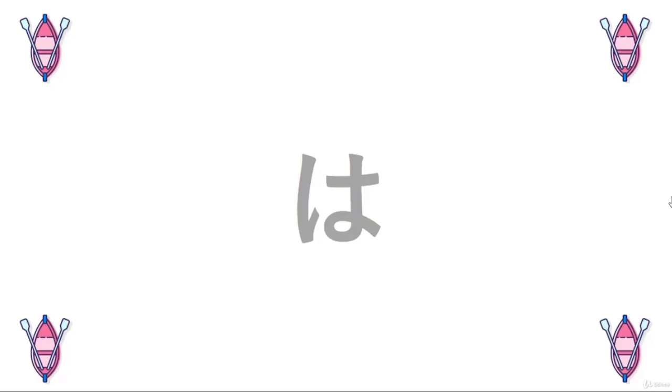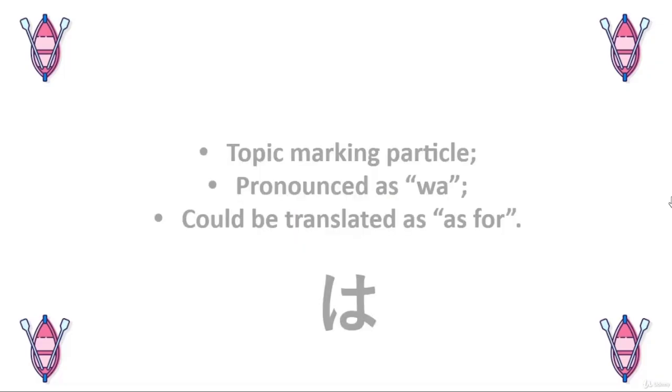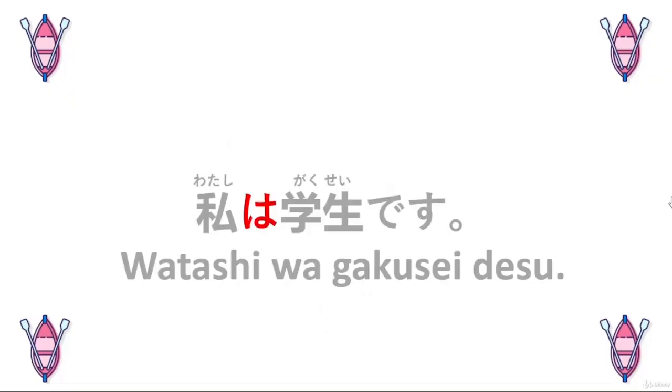It's particle wa. So this is a topic marking particle. It is pronounced as wa, but we write it as hiragana ha. So when we use it as a particle, we pronounce it as wa. When we use it as a non-particle, we pronounce it as ha. And it can be translated as for, okay? So if it comes after a noun, we will know that that noun is the topic of our sentence. Let's take a look at how that would look like.